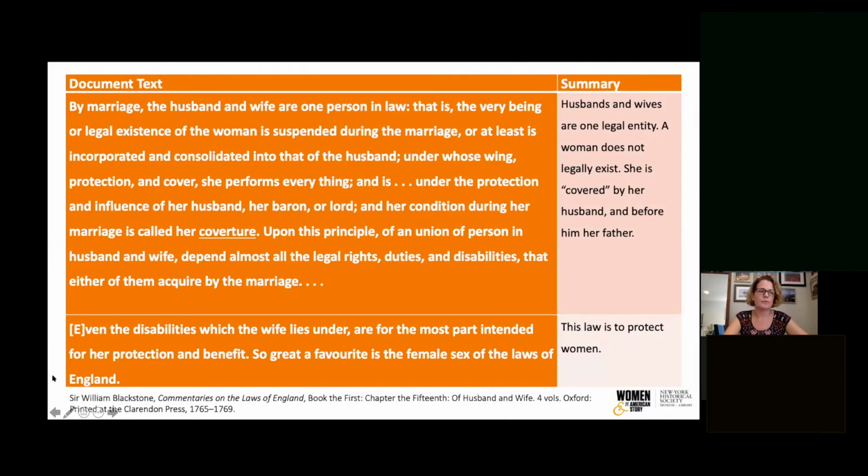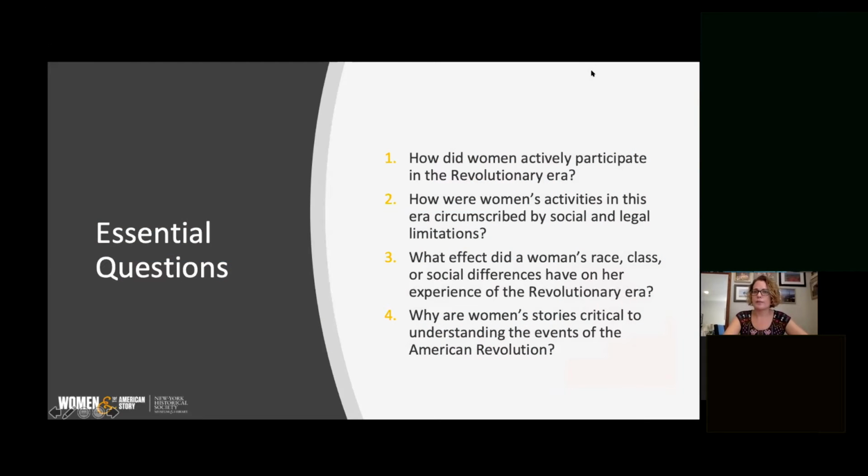These are taken directly from this section of WAMS, and they are on the WAMS website. Here's what we're going to be thinking about as we go forward. Number one, how did women actively participate in the revolutionary era? How were women's activities in this era circumscribed by social and legal limitations? What effect did a woman's race, class, or social differences have on her experience of the revolutionary era? And why are women's stories critical to understanding the events of the American Revolution?